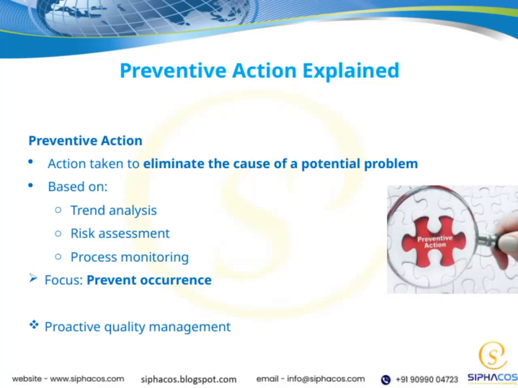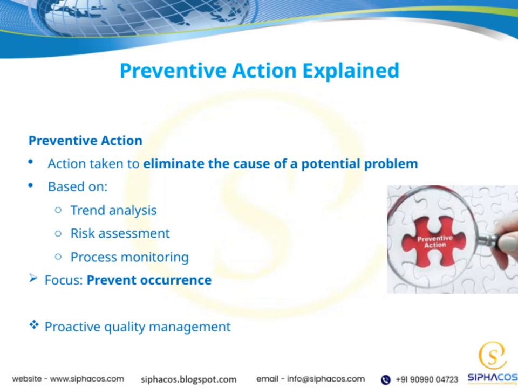Let's talk about preventive action. Essentially, this is about taking steps to eliminate the root cause of a potential problem before it actually happens. It's proactive rather than reactive, meaning we're looking ahead to prevent issues rather than just fixing them after the fact. The key to effective preventive actions is relying on solid data and analysis. We base our actions on trend analysis, which helps us identify patterns over time that might indicate an emerging issue.